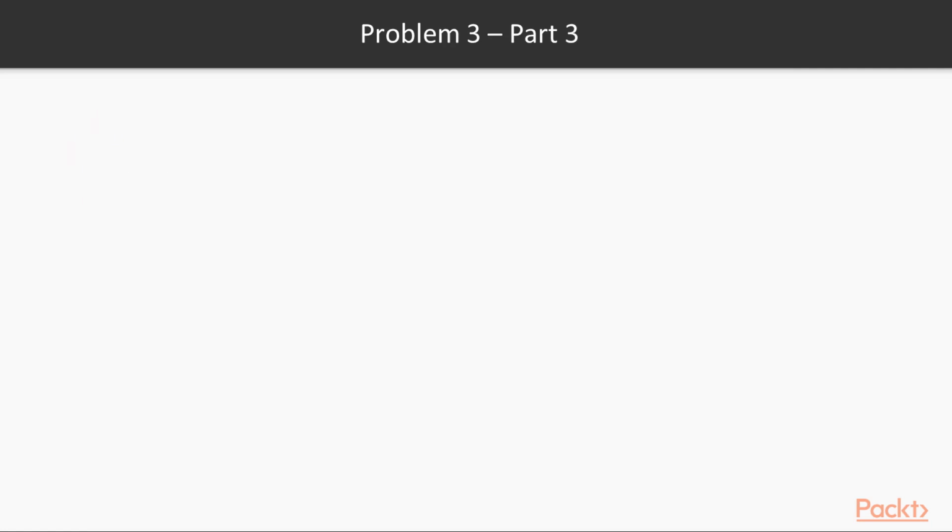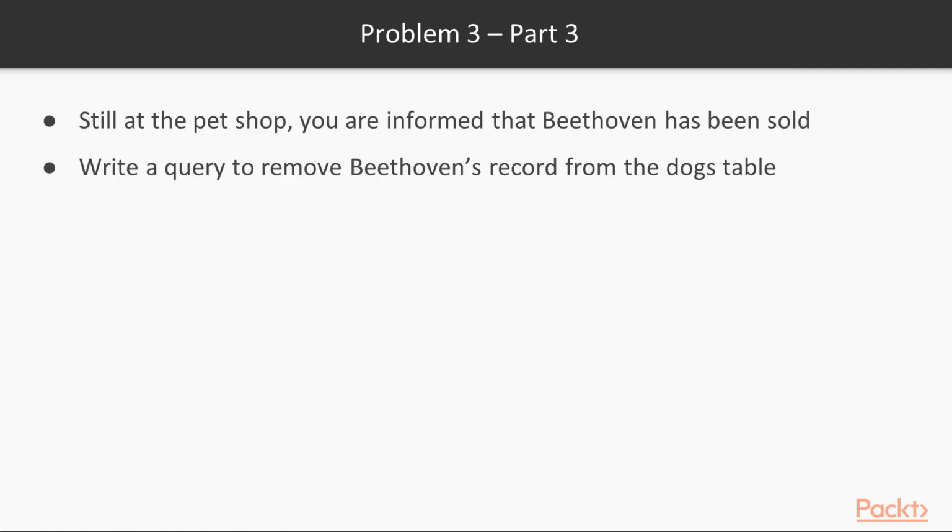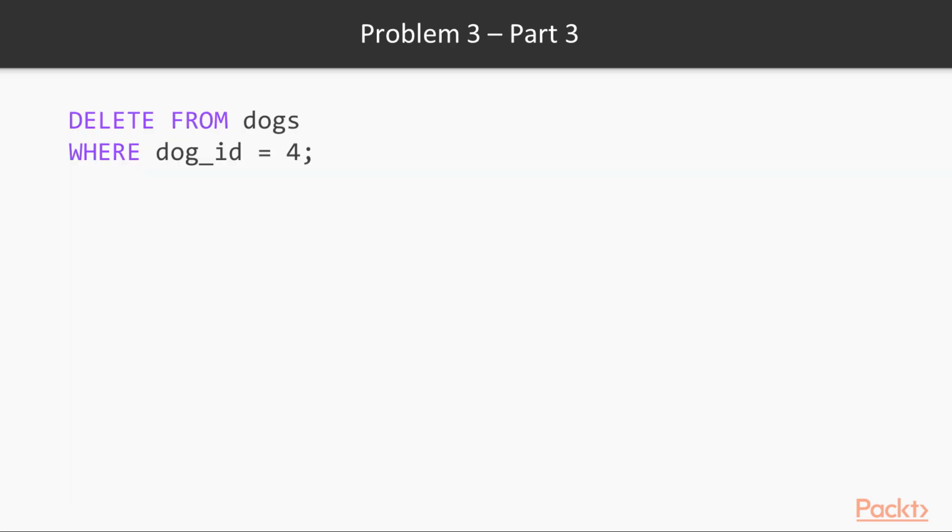Problem 3, part 3. Still at the pet shop, you are informed that Beethoven has been sold. Write a query to remove Beethoven's record from the dogs table. Your query should have looked something like this. DELETE FROM dogs WHERE dog_id equals a placeholder, because the dog ID will be relative to wherever Beethoven exists in the dogs table for you. Again, if you were following along with the examples and the exercises, it would have been dog ID 4. However, if it was not dog ID 4, it's totally fine, whichever dog ID is relative to Beethoven.